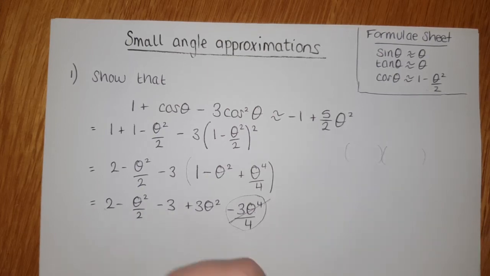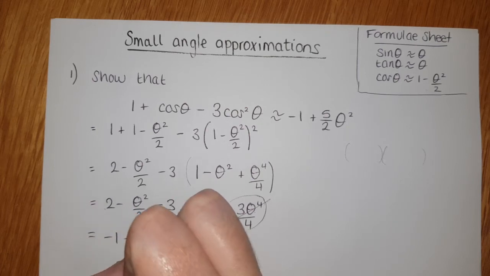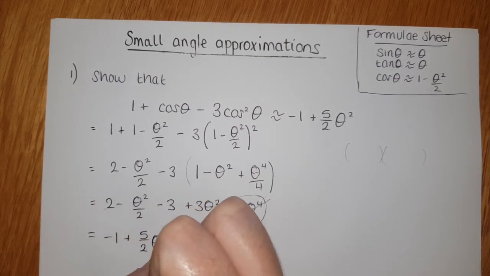In which case 2 minus 3 gives us minus 1, and minus a half add 3, well that's 6 over 2, so minus a half add 6 over 2 is going to give us 5 over 2 theta squared.